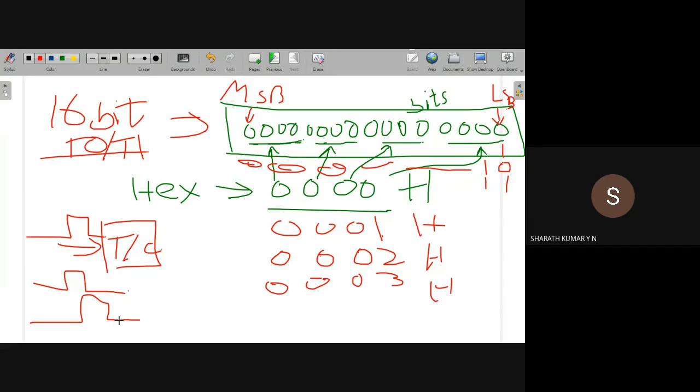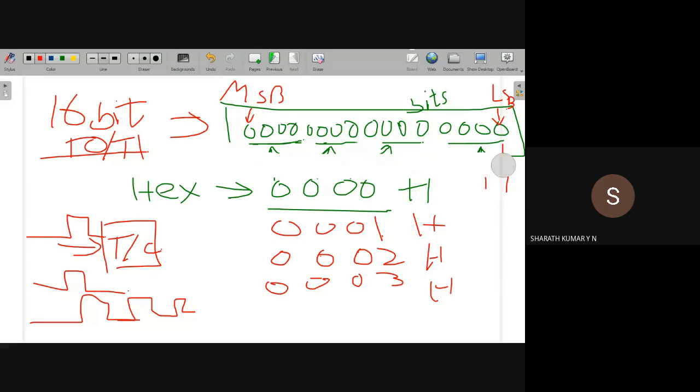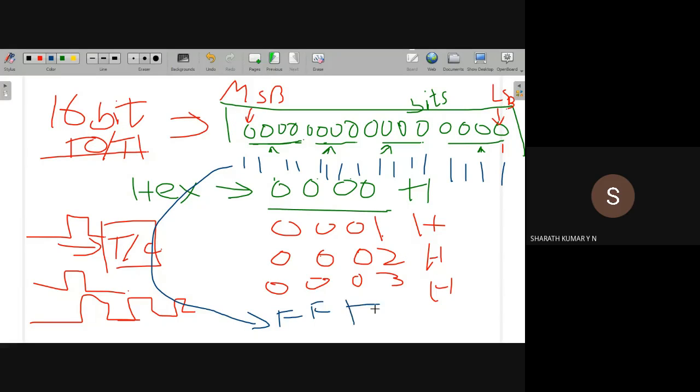Like this, the clock pulses continue to be applied to the timer or counter hardware and the count continues. What will be the final count? The final count is when all the bits are 1111, which in hexadecimal can be written as FFFFH.